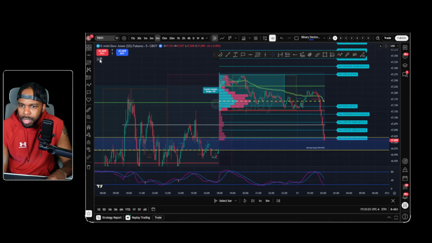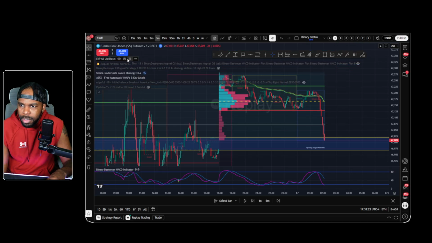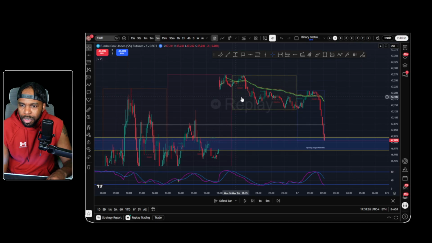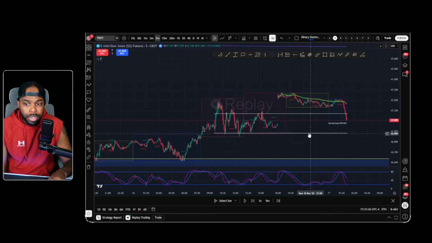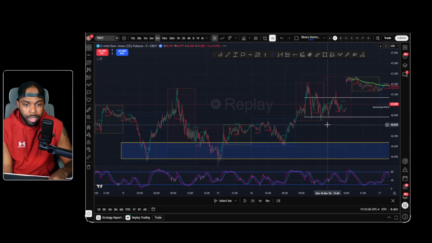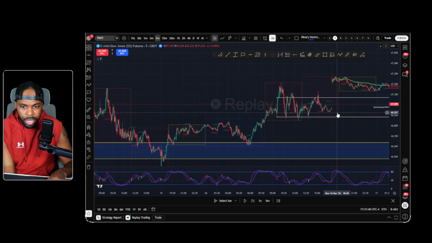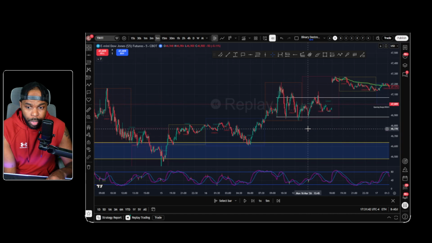Okay, now let's look for another. Let's take this off the chart. Let's take that off the chart. Let's take this off here. But I hope you guys are seeing how powerful this is when it comes to marking up your zones and waiting for price to come up into these zones when it comes to these liquidity sweeps.